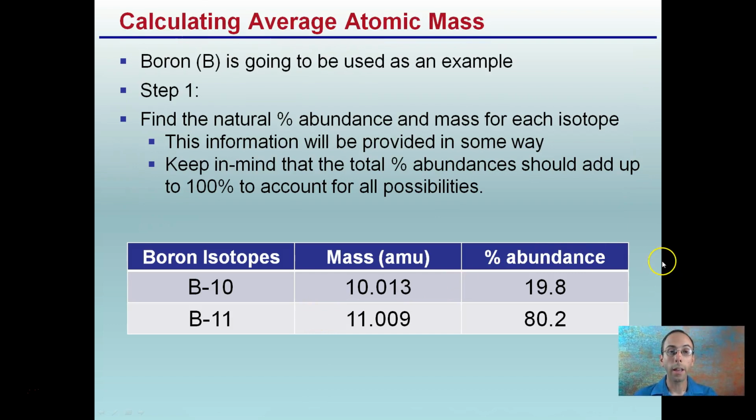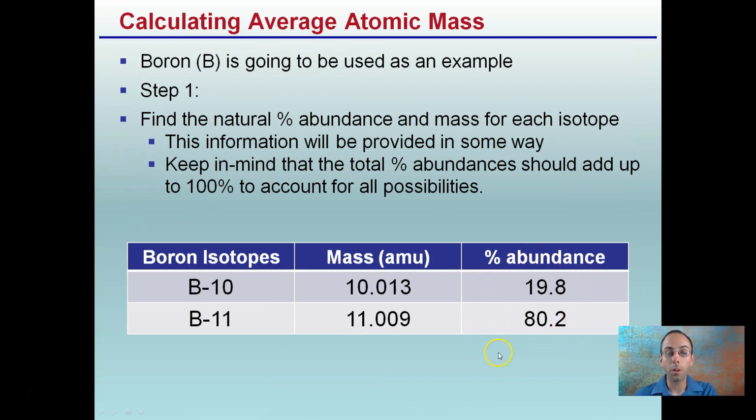So looking here, calculating average atomic mass for boron. We're going to use this as another example. Step 1 is to find the natural percent abundance and the mass of each isotope. So here's our mass in atomic mass units, and here's the percent abundance. This information will be provided to you in some way, not expected to memorize or know the percent abundance for these different isotopes. Keep in mind that the total percent abundances should add up to 100% for all possibilities.